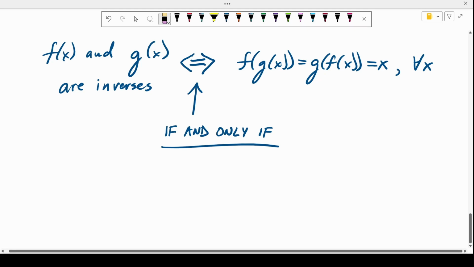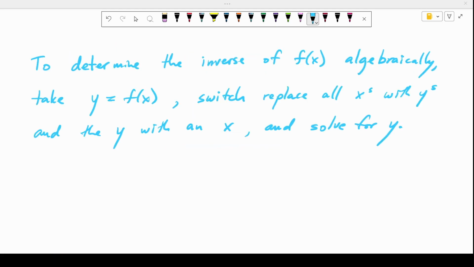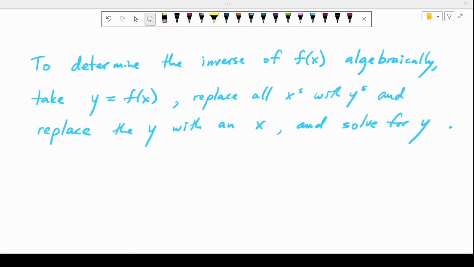Okay, so this is all well and good, but it's a little bit theoretical. Let's get to something a little bit more practical. How do we find the inverse? Well, to determine the inverse of f of x algebraically, you're going to take y equals f of x, replace all x's with y's, and replace the y with an x, and then solve for y. Let's look at an example.